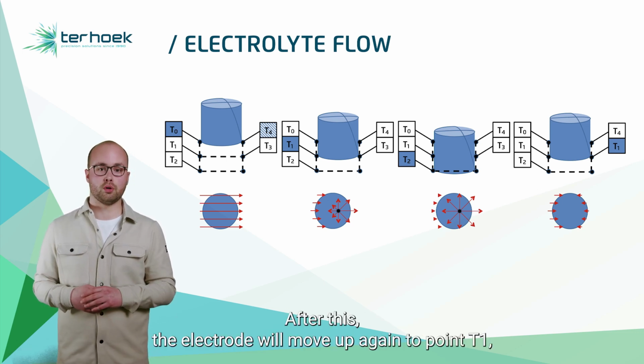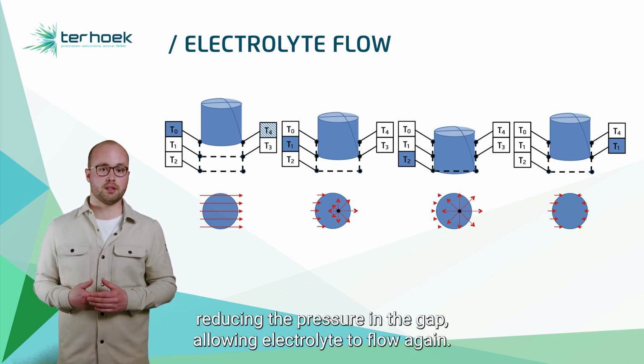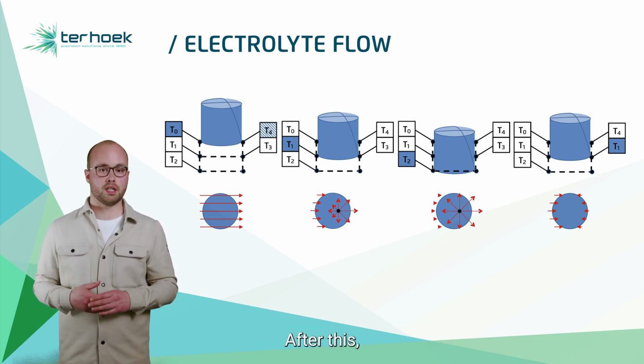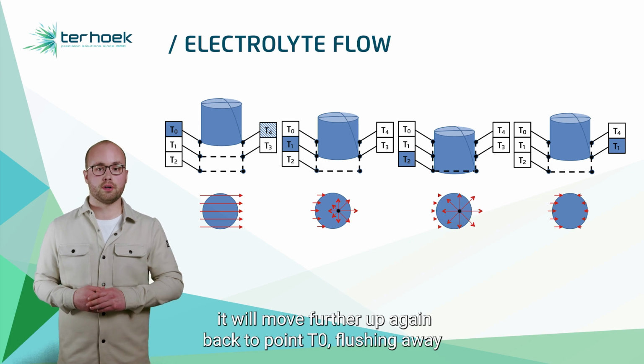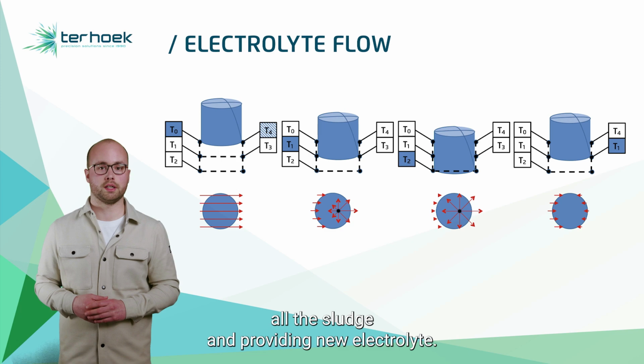After this, the electrode will move up again to point T1, reducing the pressure in the gap, allowing electrolyte to flow again. After this, it will move further up again back to point T0, flushing away all the sludge and providing new electrolyte.